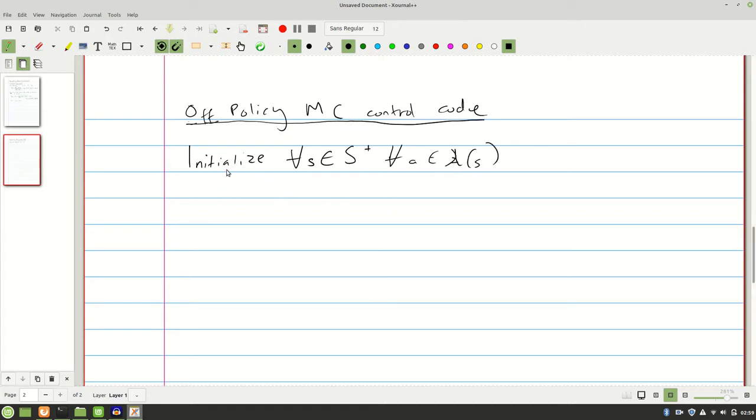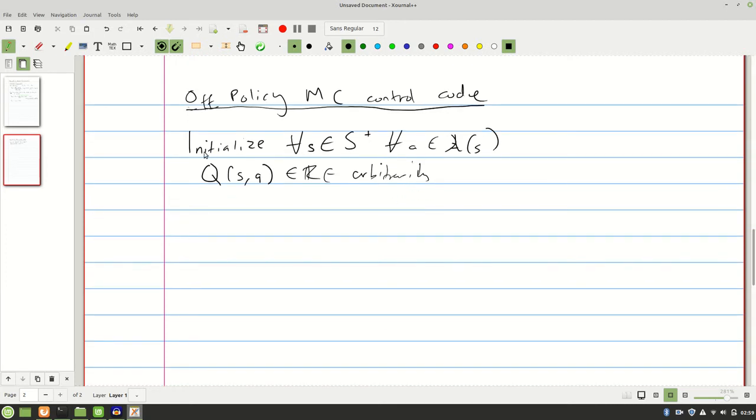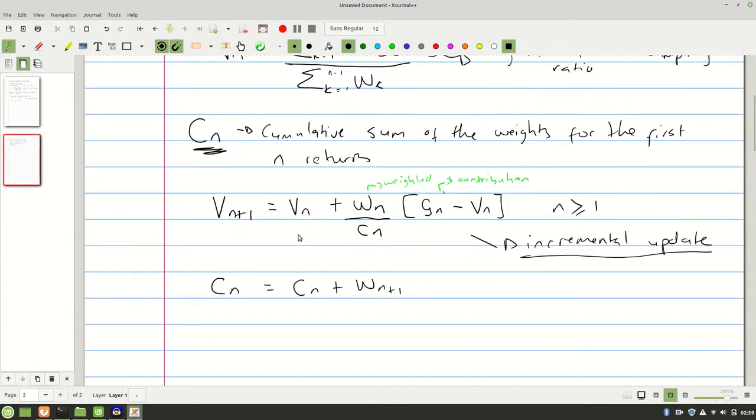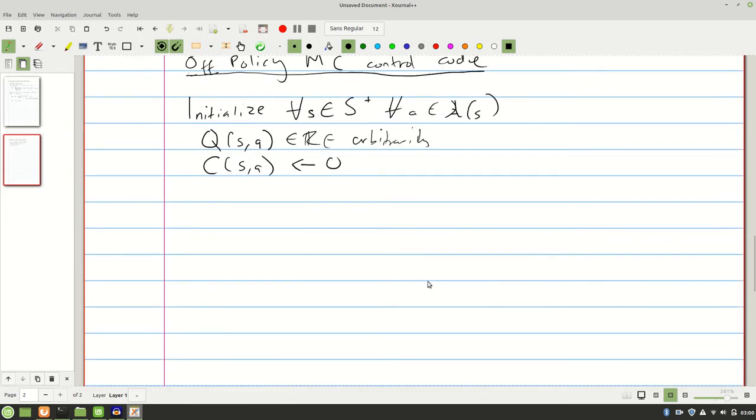So what are we going to do? First, we define Q(s, a), arbitrarily. These are our Q values as always. Then C(s, a), which we initialize to 0 in the beginning. What's C(s, a)? This is the same thing we looked at when we talked about Cn equal to Cn plus this weight. That's what C(s, a) is.